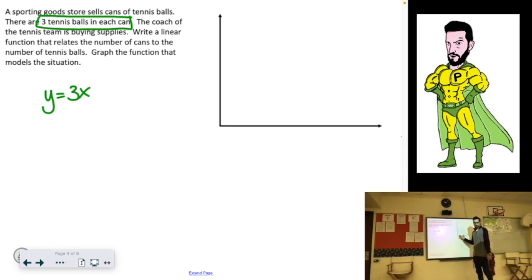That's why we don't have a break in the graph. We're starting right at 0. Now again, we can scale it however we want. Let's go with cans down here. So that's our x, right? The number of canisters. And then the y is going to be the total number of tennis balls.